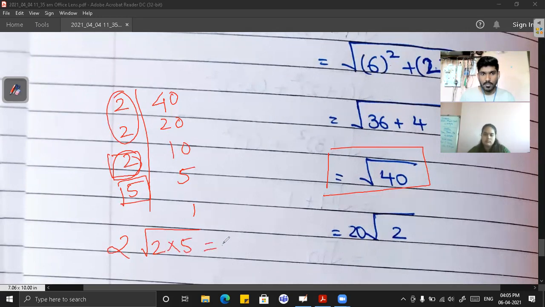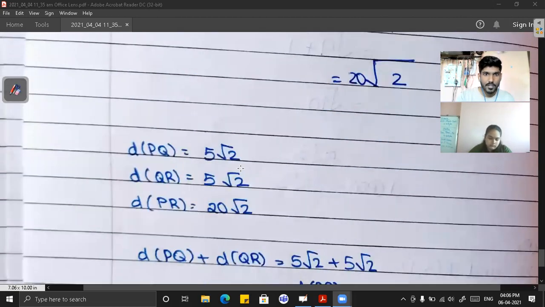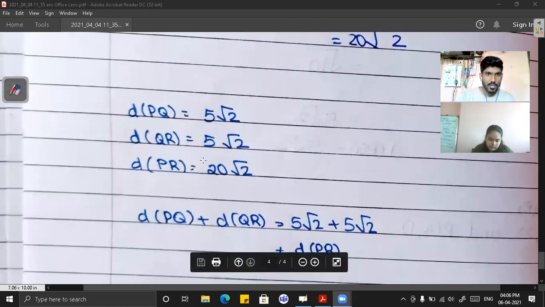So what will this become? 2 root 10. So this is incorrect. Understood your mistake here? Yes, understood. The final answer here is 2 root 10. Done. Then the collinearity, this also will change.